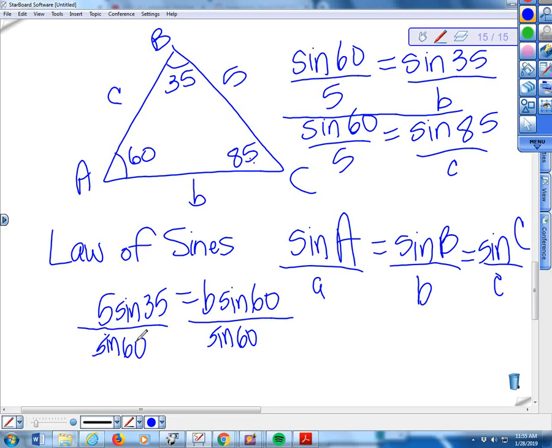Okay, so this will work if I know two angles and I have one side and I need another side. It will also work if I have two sides and I have one angle, as long as one of those sides is opposite the angle I have.